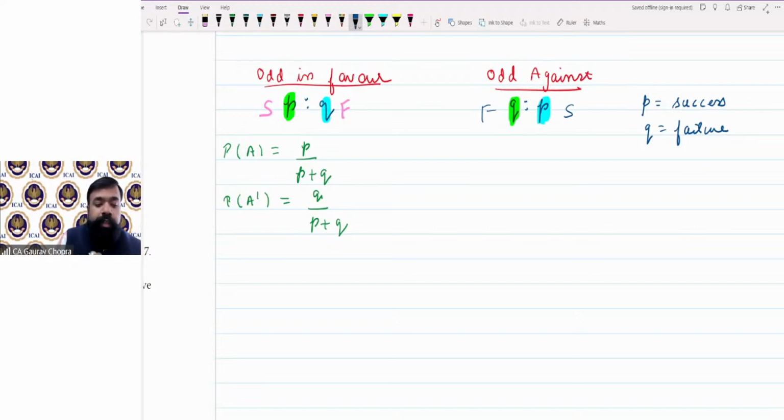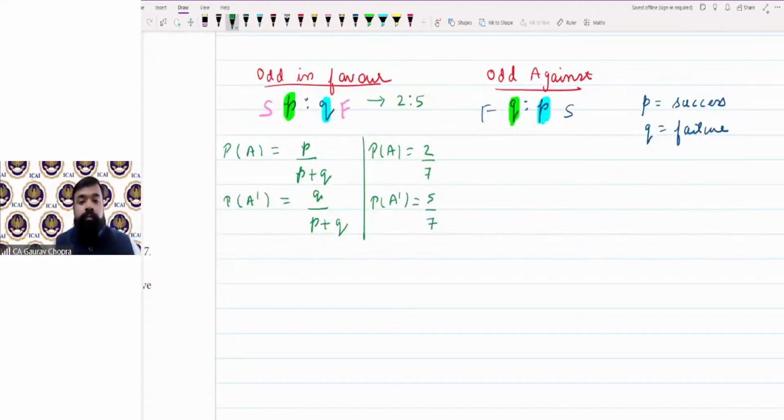So let's take one numerical example. If odds in favor is 2:5, then what is the probability of any event A? It will be 2 upon 2 plus 5, that is 7. And what will be the probability of A dash? It will be 5 upon 7.